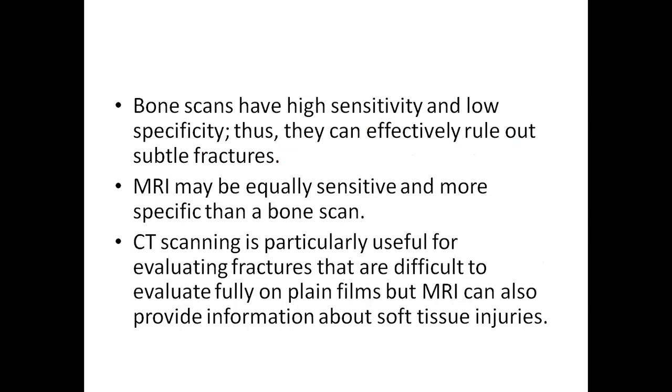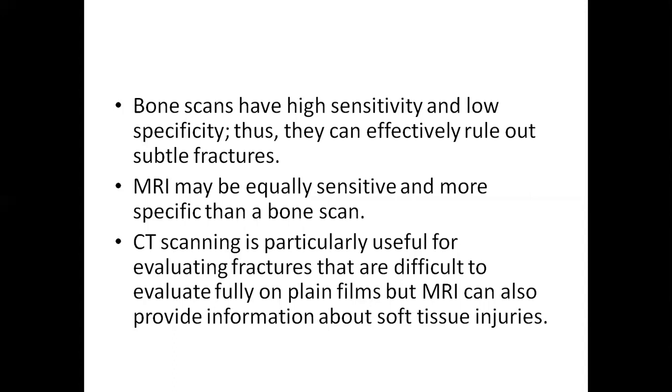Bone scans have very high sensitivity, but on the other hand may have low specificity. Because of high sensitivity, bone scans can be effectively used in ruling out subtle fractures. Because we have a formula which is known as SNOUT, which means that when a high sensitivity test is negative, then the condition will be ruled out.